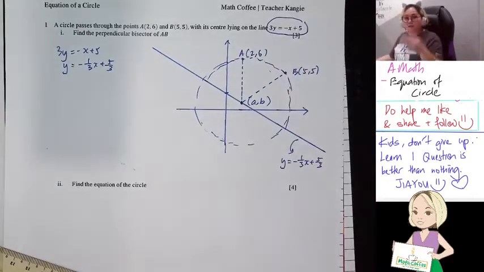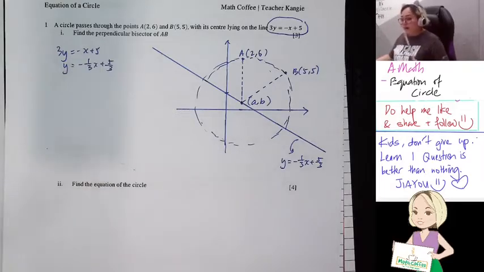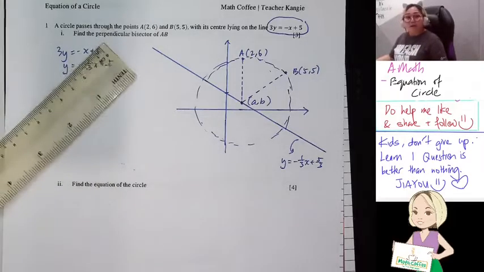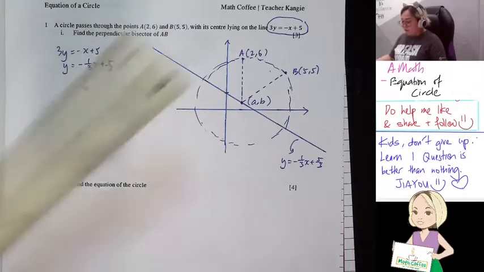See, I draw a circle. No need to be very exact, because we are not going to art class. It's just math. It's just to help you. So they want to find the perpendicular bisector of AB.